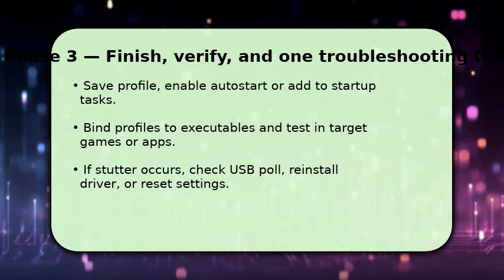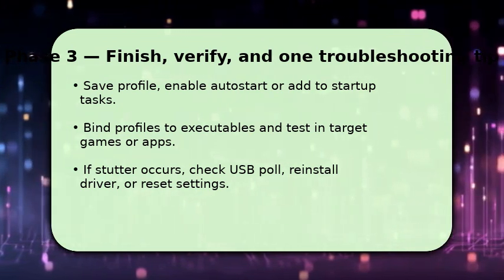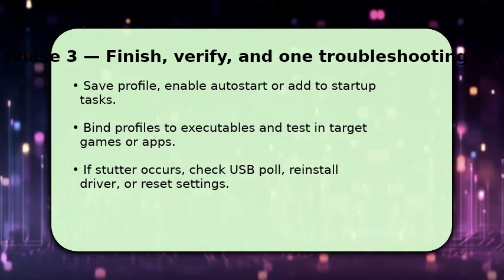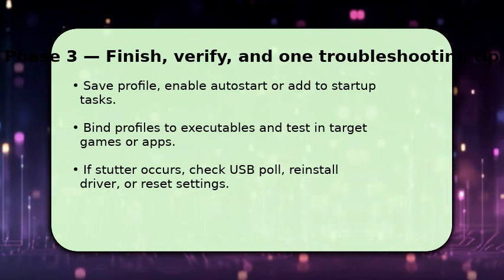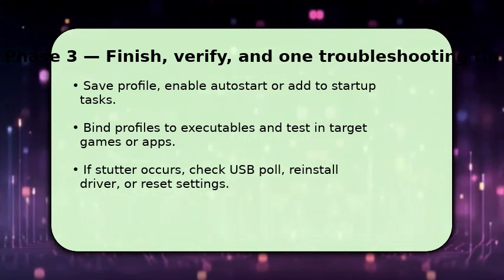consistency. If something goes wrong, first check USB polling and cable connections, then reinstall the driver or reset RAW Accel settings. These steps fix most stutter or mismatch issues. Finally, document the working values so you can restore them quickly if needed.